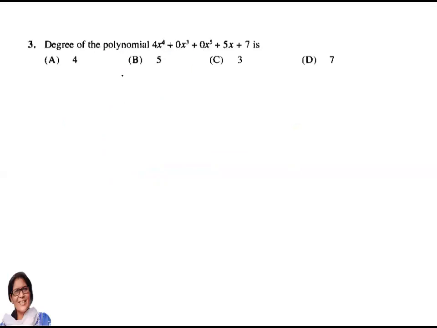Next is degree of the polynomial x to the power 4, 0x cube, 0x5, 5x plus 7. What is the degree of this? It will be degree 4. We cannot consider when it is not there in the picture. So this will be degree 4.